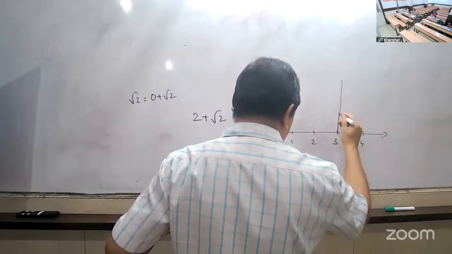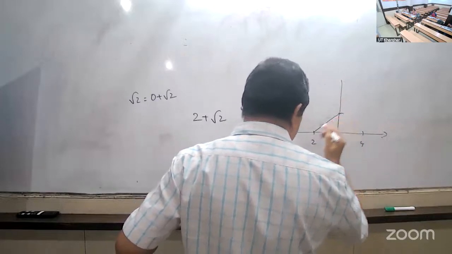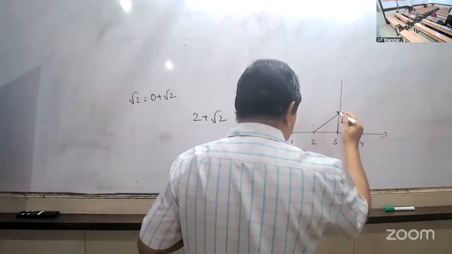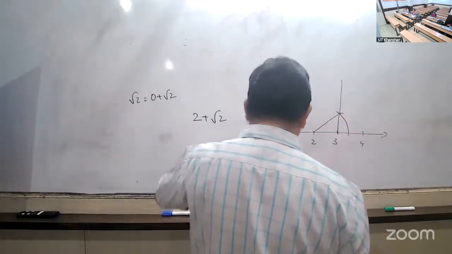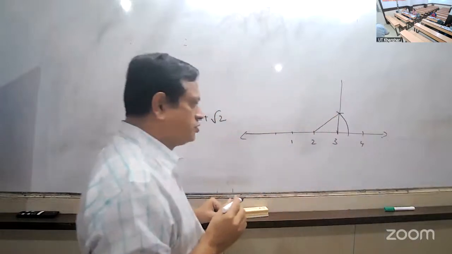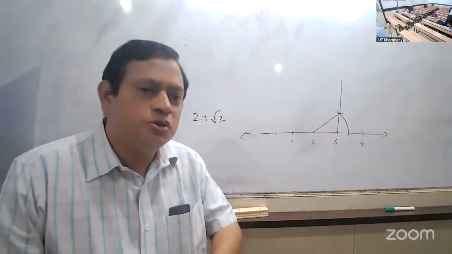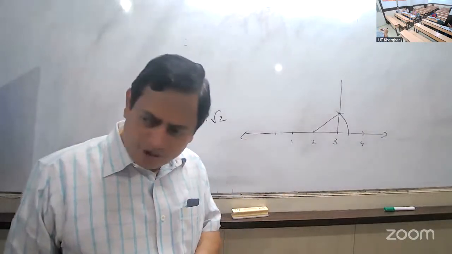Cut 1 unit. Join from 2. Instead of 0, cut from 2, not from 0. Don't need to take 0 also. This is called 2 plus root 2. Are you followed?